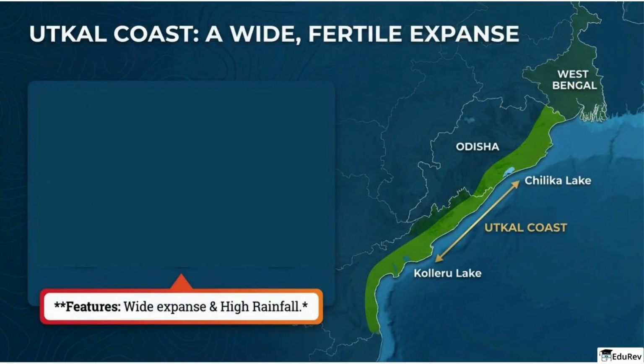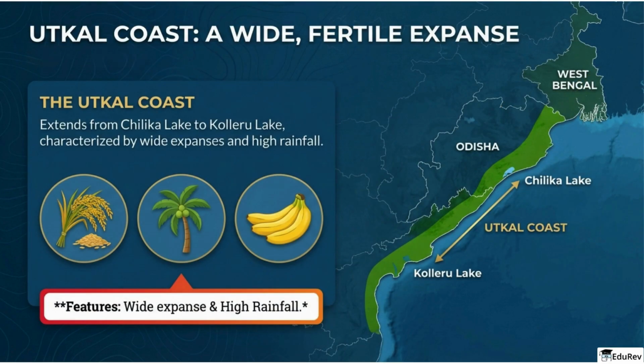Further north into Odisha. Utkal coast, Chilika Lake to Kolleru Lake. Wide coastal plains, high rainfall, strong river deposition. Chilika Lake is a lagoon, a shallow water body separated from the sea by sandbars. This stretch shows how width plus rainfall increases agricultural productivity.